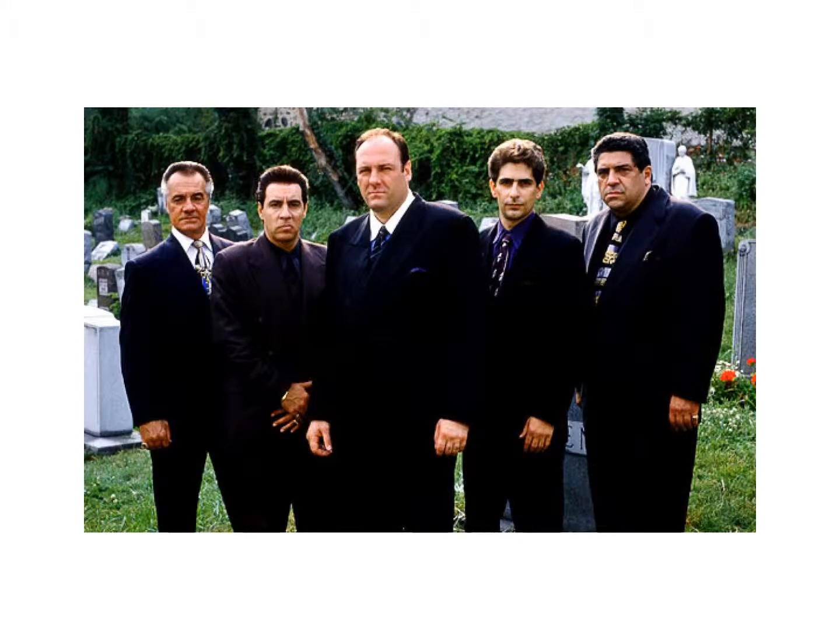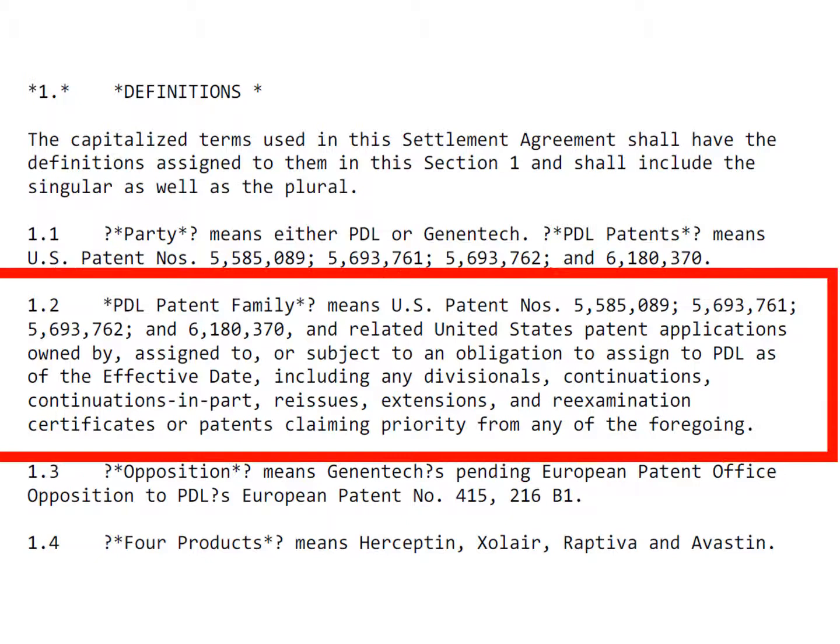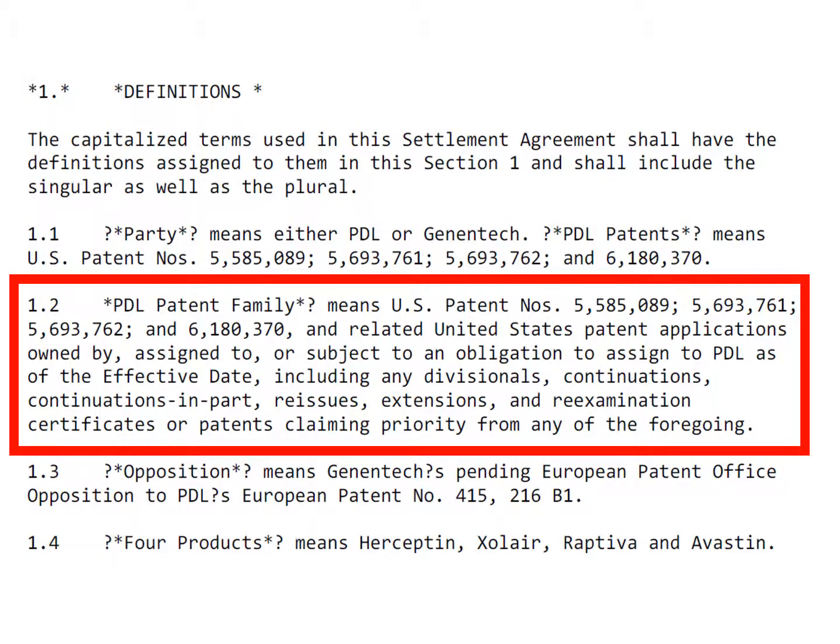It's a capitalized term. We read the definition, but now it really matters. So here it is again. Definitions. PDL patent family means U.S. patent numbers, boom, boom, boom, boom, and related United States patent applications. United States patent applications. Uh-oh.